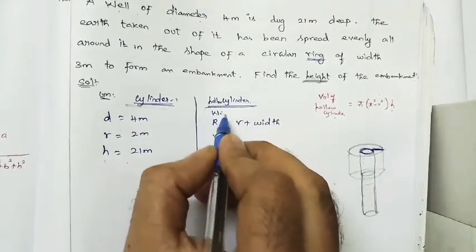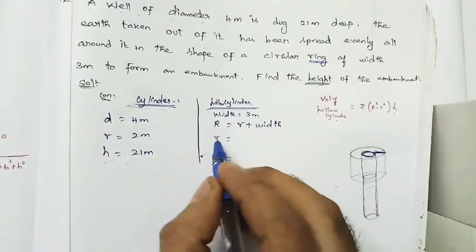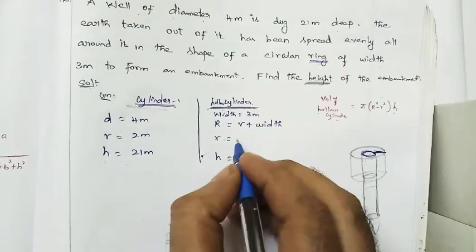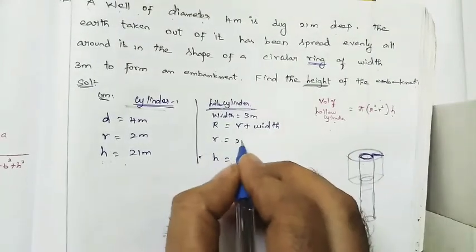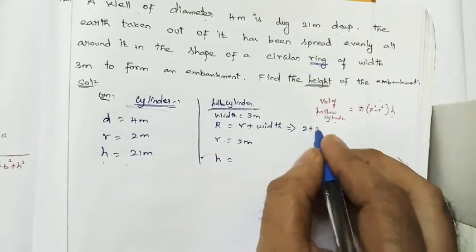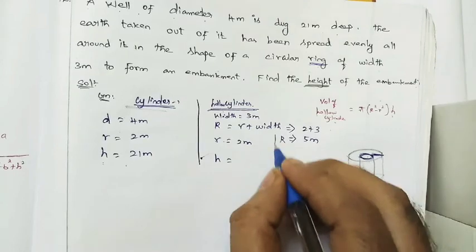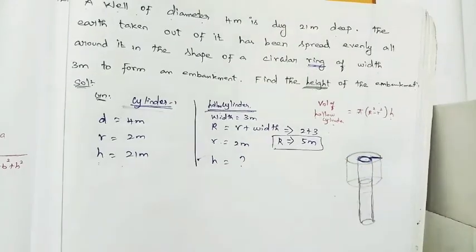So the width is already given. What is the width of the embankment? 3 meter, and small r is the radius of the well, that is 2 meter. So capital R is equal to 2 plus 3, which is 5 meter. Then h alone we want to find.